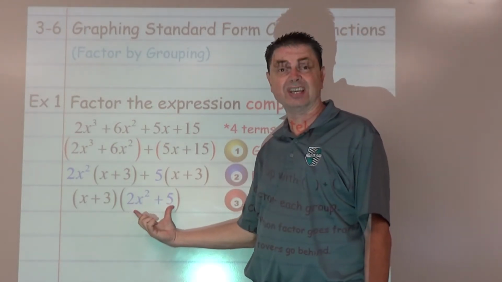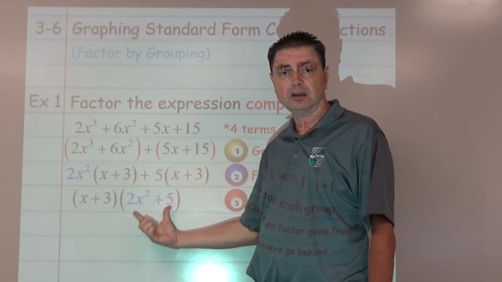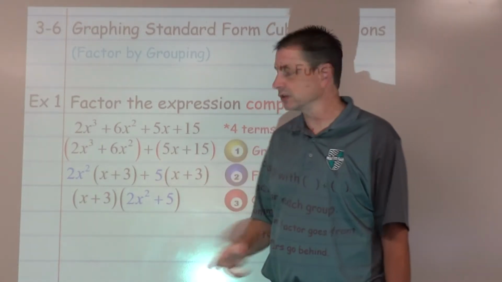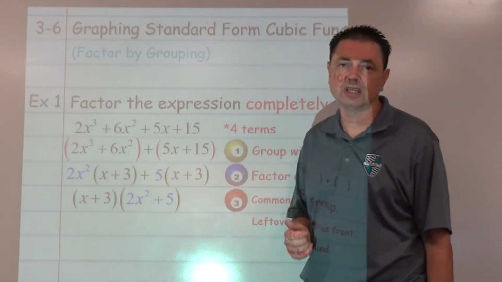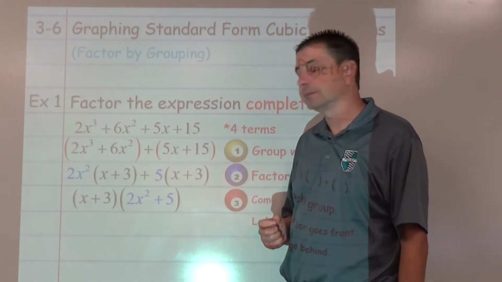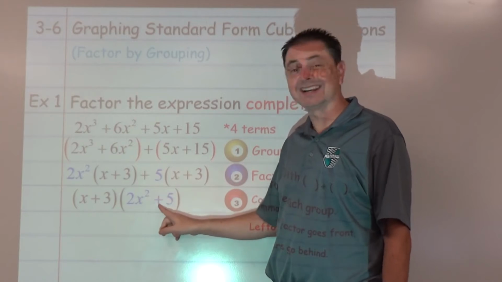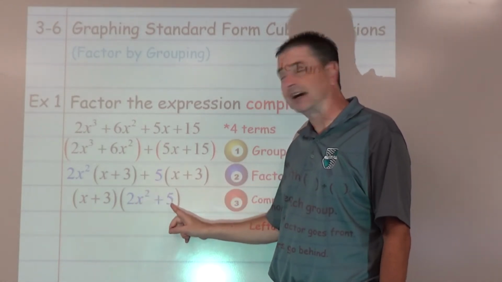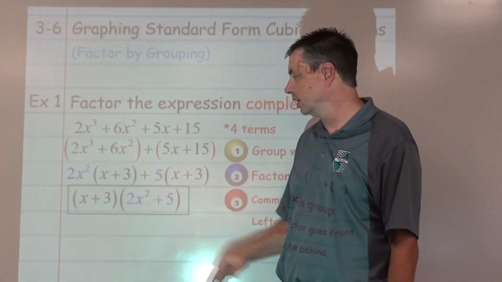We would often want to see, can we factor this? Really, in a 2 term binomial that we're seeing, the only strategy that we've seen so far is factoring a difference of squares. And it's not a difference. 2 is not a square. 5 is not a square. So we can't go beyond that.